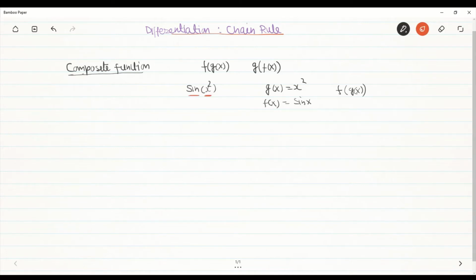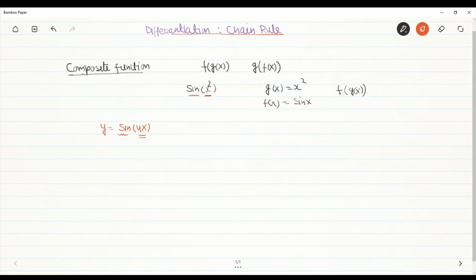Now, to understand the differentiation using chain rule of composite functions, we need to identify the structure of the composite functions. That is, the outer side and the inner side of the function. For example, if we have a function like y is equal to sin 4x, then we can take this 4x as the inside of the function and this sin x as the outside of the function.